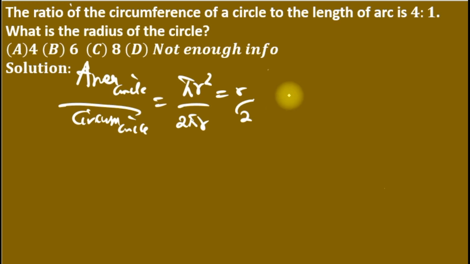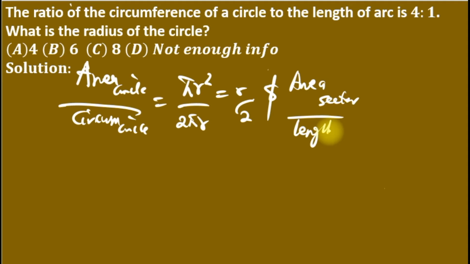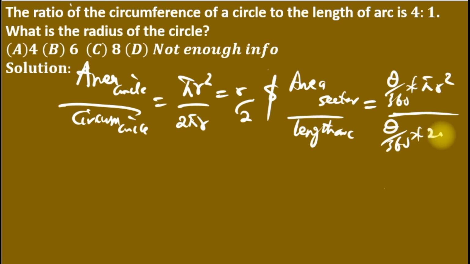Again, if you do area of a sector over length of arc of that same circle, area of a sector is theta over 360 times pi r squared, while this one is theta over 360 times 2 pi r. So we still have r over 2.